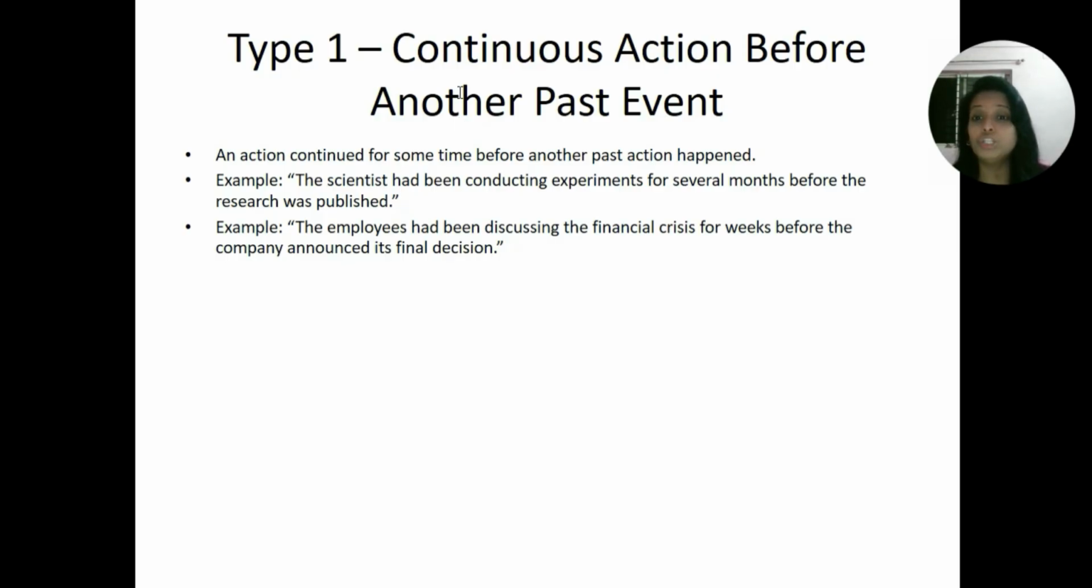In this one, which happened first? Conducting experiments, right? And what happened later? Research publication. So the tense highlights the duration of the earlier activity. And here is another example. The employees had been discussing the financial crisis for weeks before the company announced its final decision. So here you have to notice the timeline. The discussion continued. Then the announcement happened. So here the sequence is important.